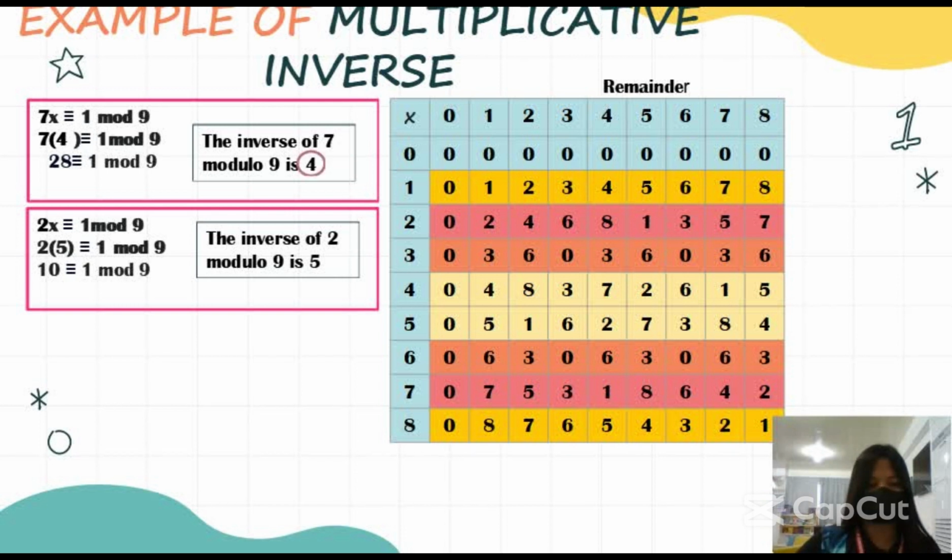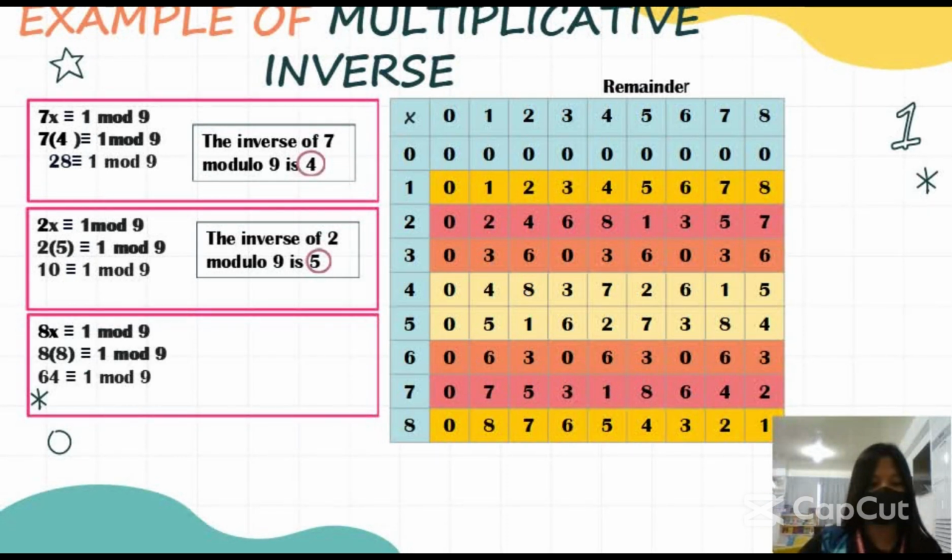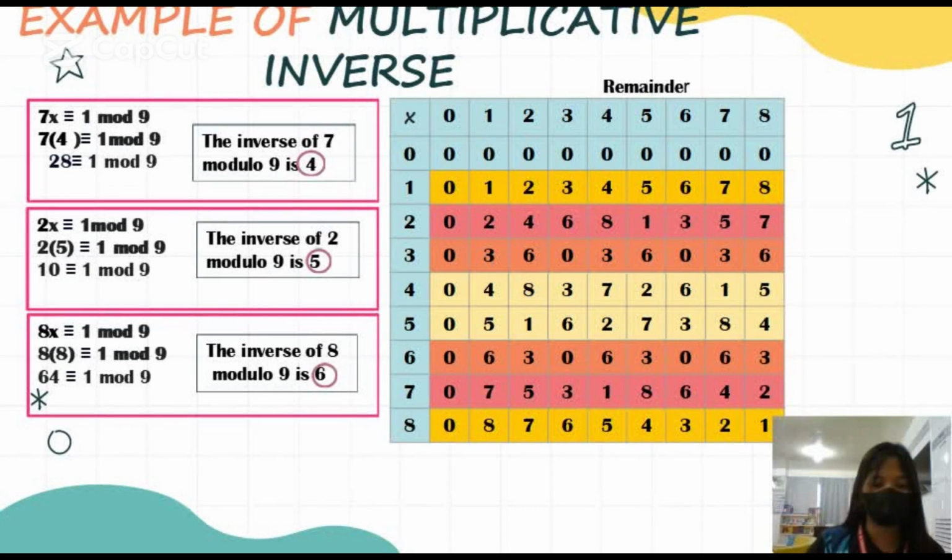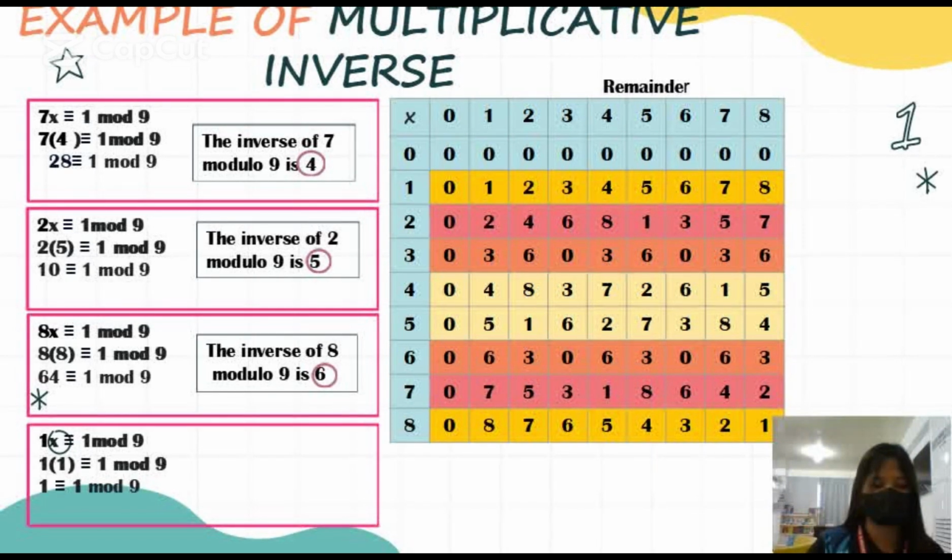And the last is 8x is congruent to 1 mod 9. So 8, remainder 1. So 8 times 8, it is equal to 64. So meaning, pila ka 9 ang naa sa 64, then naa ay remainder na, which is 63, then naa ay remainder na 1. So the inverse of 8 modulo 9 is 6.